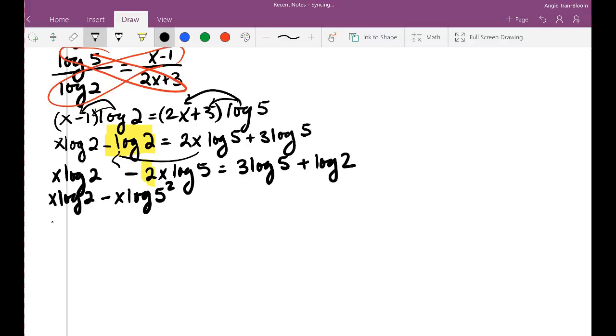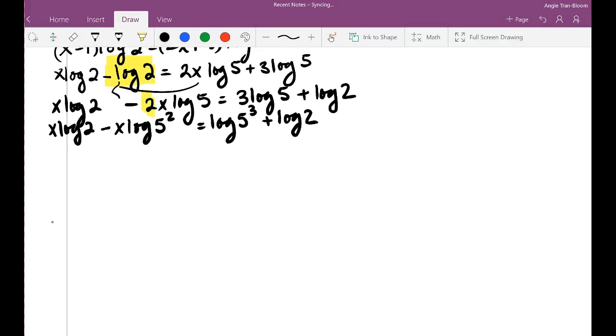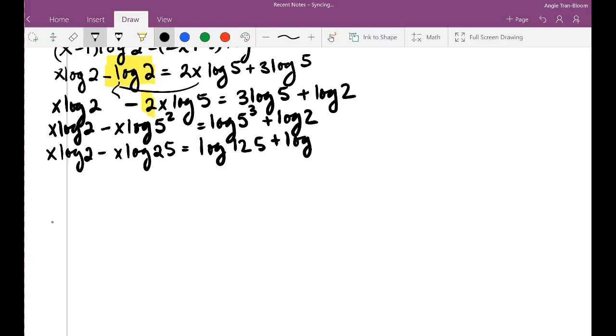On the other side, I will do the same thing. 3 log 5, we will rewrite that as log 5 to the third. Okay, and then bring down my log 2. Keep in mind that all of this has to be done without a calculator until the very end. Can we simplify some of the stuff? Yeah, what's 5 squared? 25. So this is really x log 2 minus x log 25 equals, what's 5 to the third? 125 plus log 2.